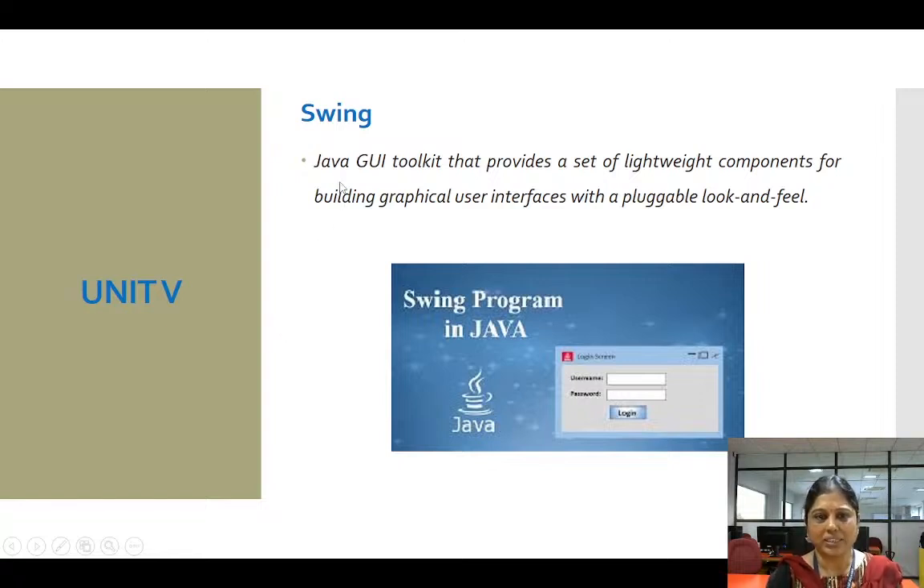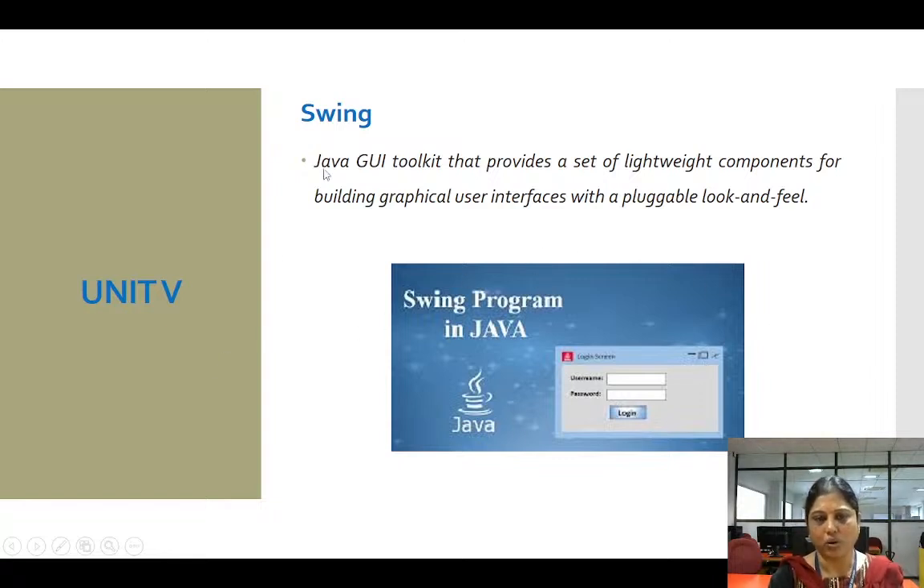Swing is Java's GUI toolkit that allows users to make use of a set of lightweight components to design and build graphical user interfaces, and these graphical user interfaces will allow users to interact with your Java application. An example of a GUI is essentially shown in the slide here.